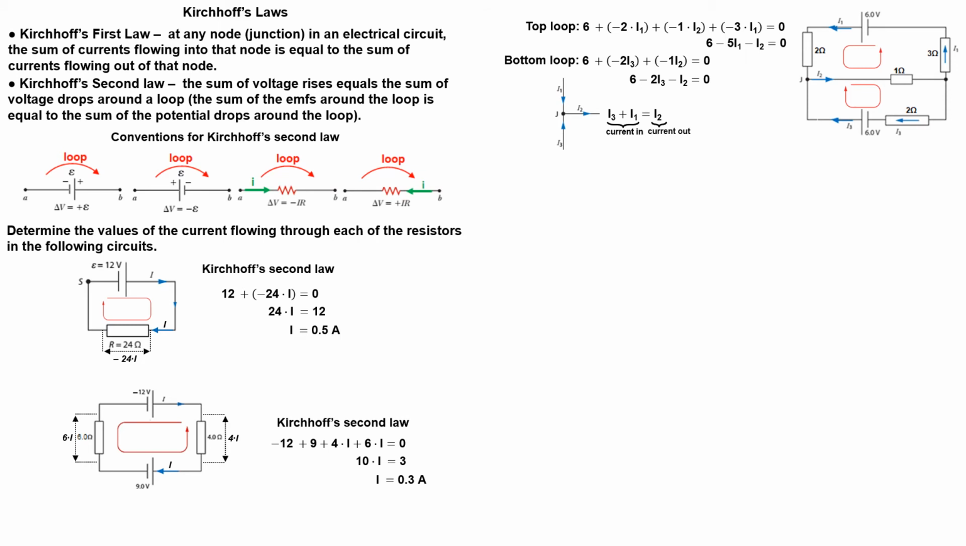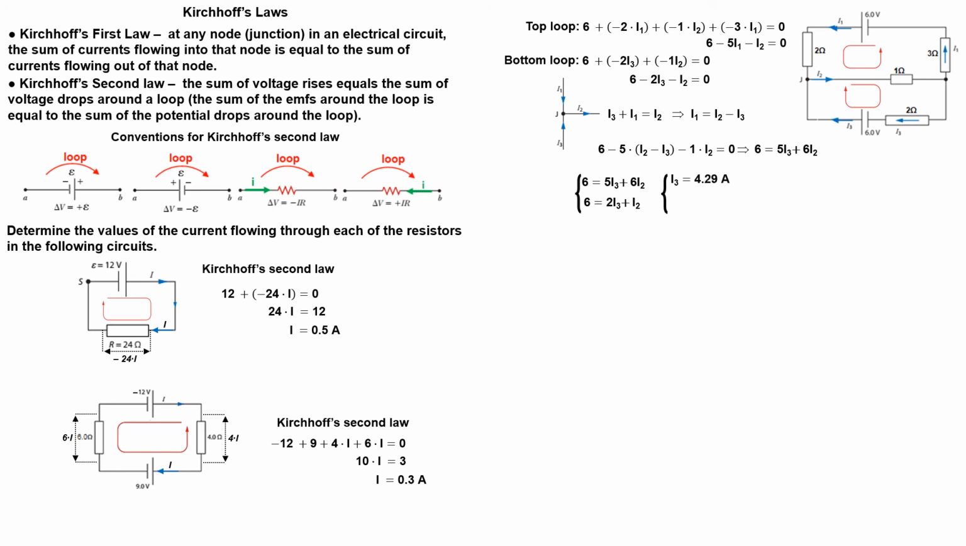We can solve this equation for the current I sub 1. So the top loop equation becomes... We now join together the bottom loop equation and the top loop equation to get a system of two equations in two unknowns. We can solve either by hand or with technology.